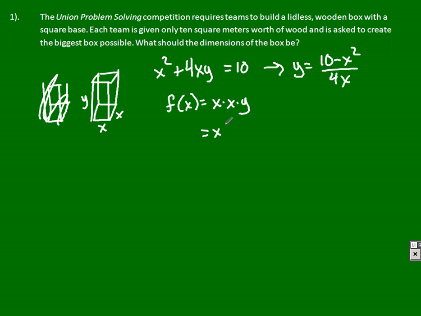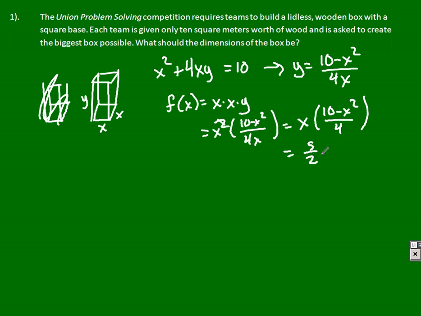So that's what I'll plug in here. It's x squared for the two x's times y, which is 10 minus x squared all over 4x. I'm going to simplify that and get these two x's canceling out. I'll still have an x here, and I'll have 10 minus x squared over 4 now. And I can simplify this even further just to bring that x in. So it'll be 5 over 2 x minus x cubed over 4. Now, at this point is when I would take a derivative. So when I take this derivative, f prime of x will equal 5 halves minus, that'll become 3/4 x squared. I now need to set this equal to 0.